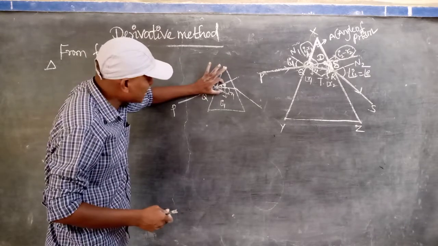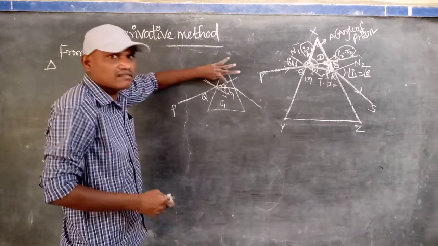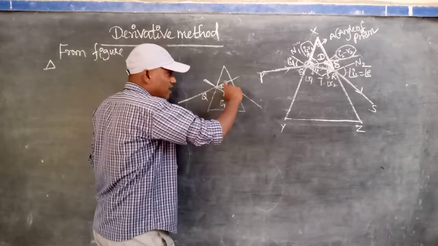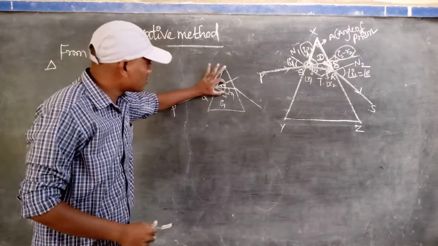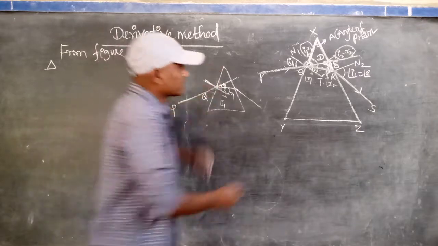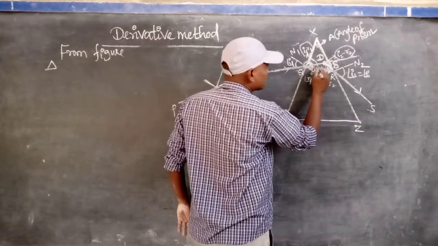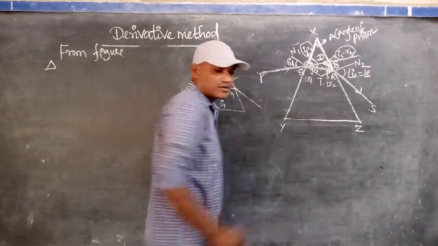For example, this angle is 60 and this is 30. 60 minus 30, what is this angle? 30. That's why with I1 minus R1 we can get this value. So this is totally I1, it is the R1, and we want only this part. Then we can write this one: I1 minus R1. This is I2 minus R2.